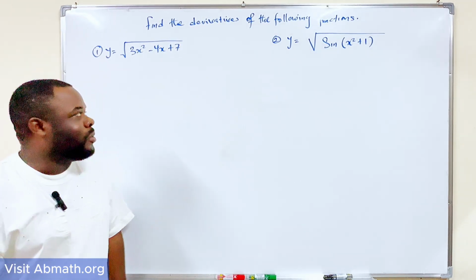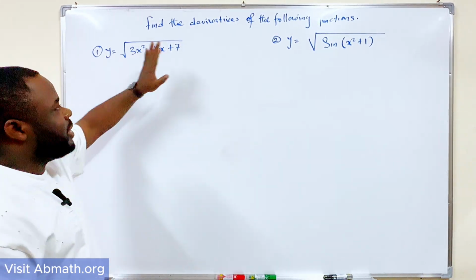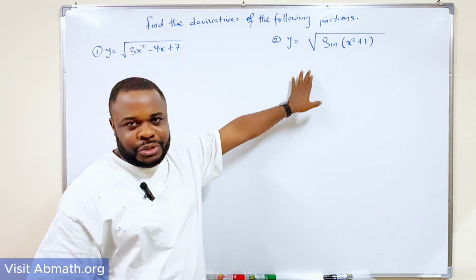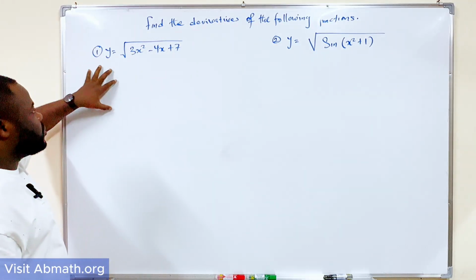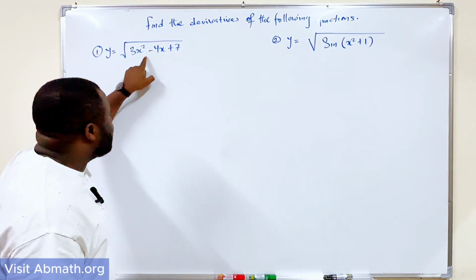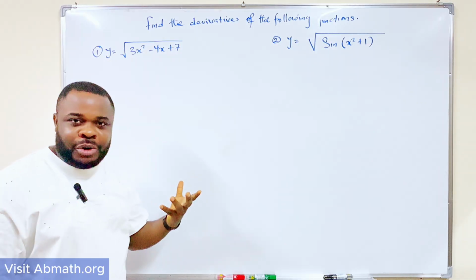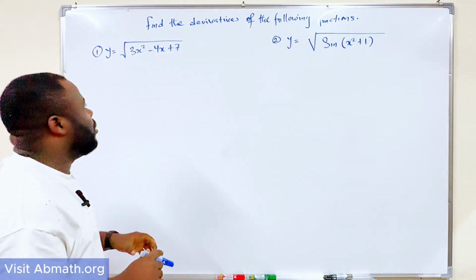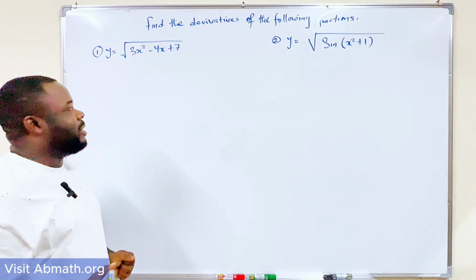All right, welcome back. We are asked to find the derivative of these two functions, the first function and the second function. When you look at this, you can see you have two things. First, you have a square root, then you have a quadratic function. So what are you going to do? Definitely, you are going to use the chain rule, where you have a composite of another function inside another function.